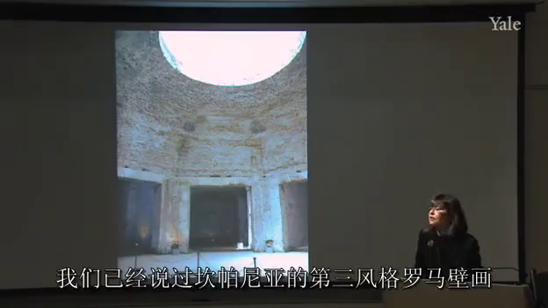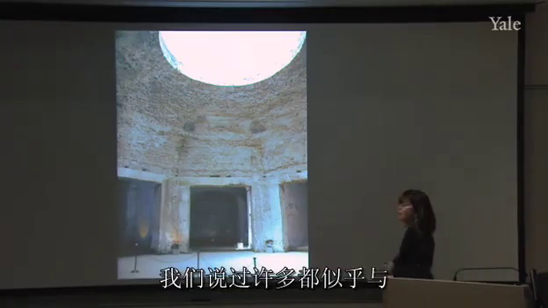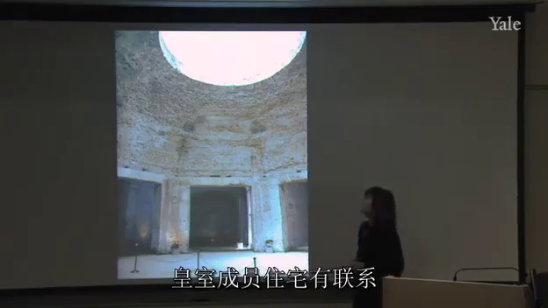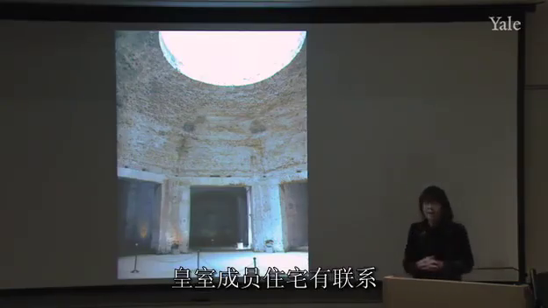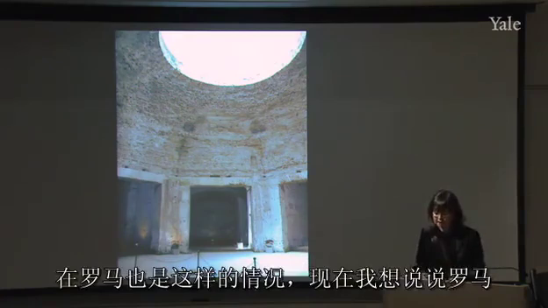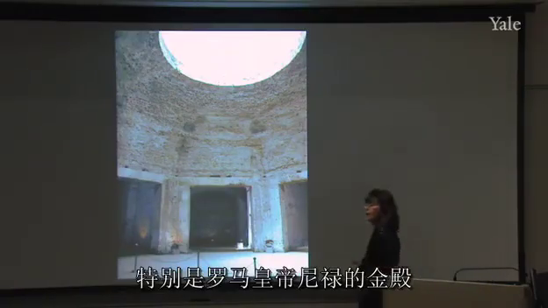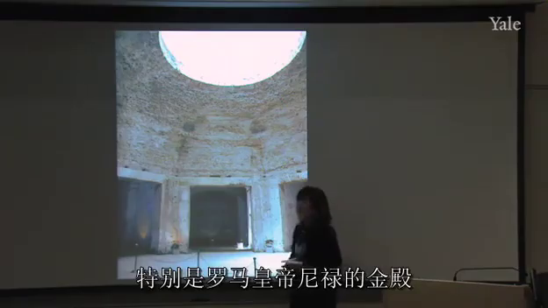We have talked about third style Roman wall painting in Campania. We have talked about the fact that a lot of it seems to be connected in some way to members of the imperial household. And we see the same also in Rome. And it's to Rome that I would now like to turn, and specifically to the Golden House or the Domus Aurea of the Emperor Nero.